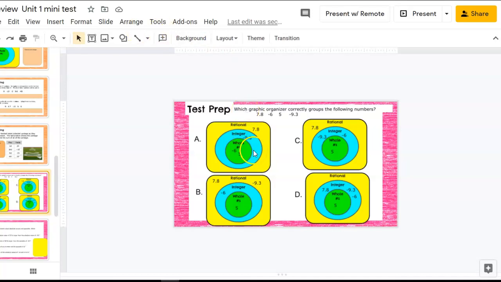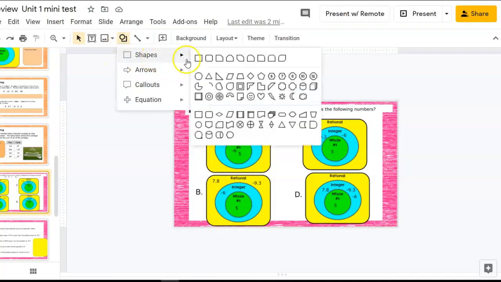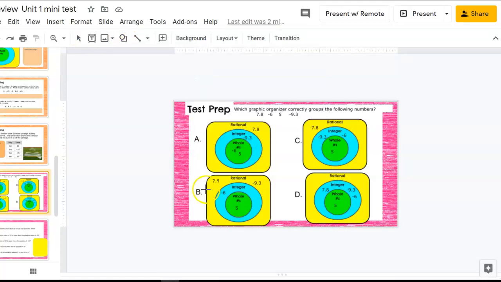Remember, integers cannot have decimals. So I know it's not A because of negative 9.3. I know it's not C because of negative 9.3. And again, the same thing on D. So my answer must be B. So to solve this, you're going to go to the shapes. Pick any shape you want. I'm just going to pick a regular old circle, and I'm going to circle B.